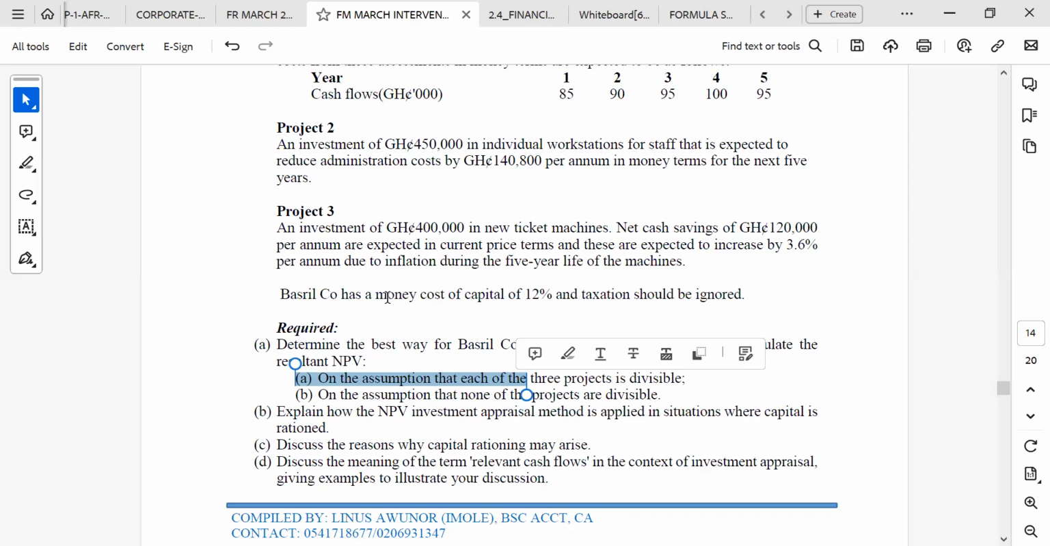Okay, we have two types of capital rationing. We have what we call soft capital rationing, and we have hard capital rationing.